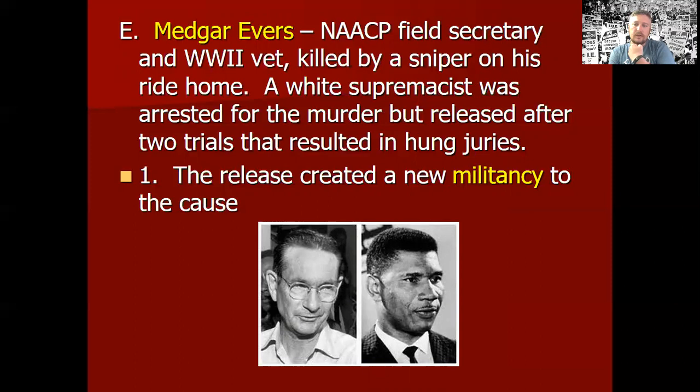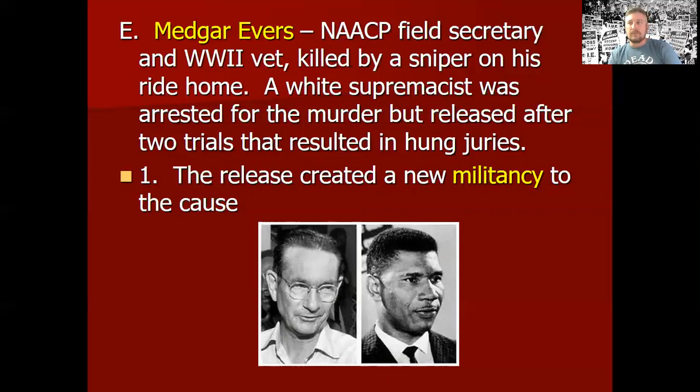So both of the trials resulted in hung juries. Here we are, literally a decade after Emmett Till, and you still have a black man being shot down in his driveway by a white man. All evidence points to the fact he did it, and yet all of a sudden he is released because justice is not being had. The fact is that a black man can be killed still in this country, and the white man, very, very evidently responsible for it, is not held to account. That's not justice.